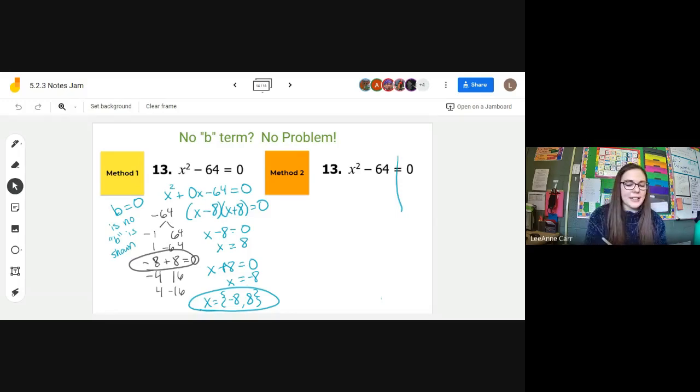Breland, what could I do to get x all by itself if I have this x minus 64? What am I going to do? Breland, going once? Going twice? Chloe, what do you think? Chloe, what can I do to get x all by itself?